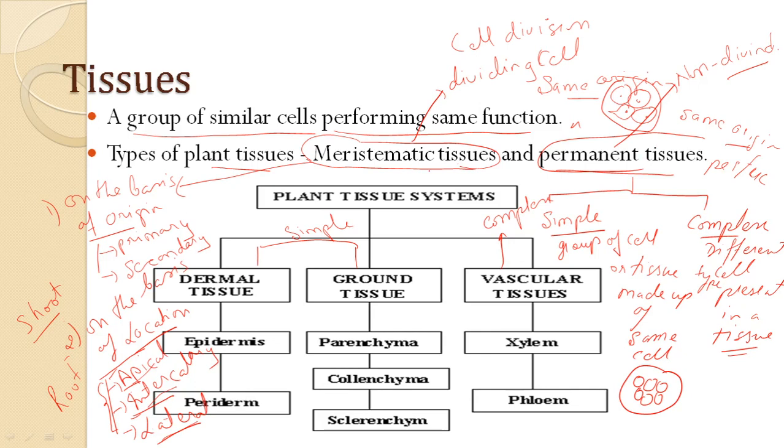Simple permanent tissues are basically epidermal tissue and ground tissues. Complex tissues are vascular tissues. Epidermal tissues are basically divided into two parts, that is epidermis and peridermis. Ground tissues are of three types: parenchyma, collenchyma, sclerenchyma. While vascular tissues are divided into two, that is xylem and phloem. Xylem conducts water from the root to the aerial part of the plant. Phloem distributes the food from the leaf to the other parts of the plant.